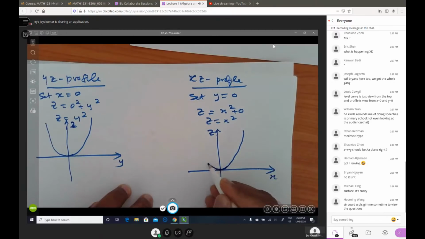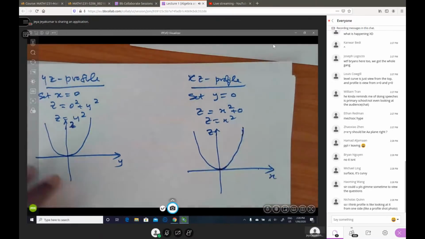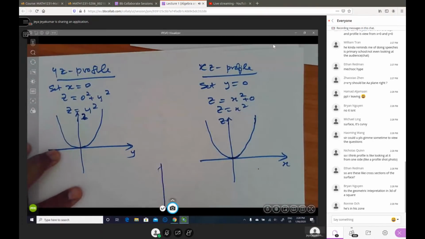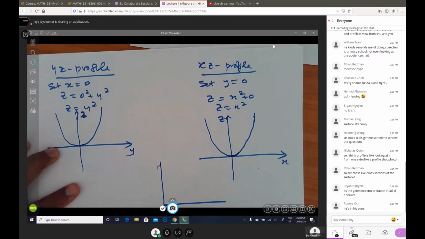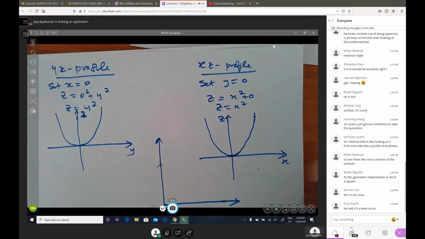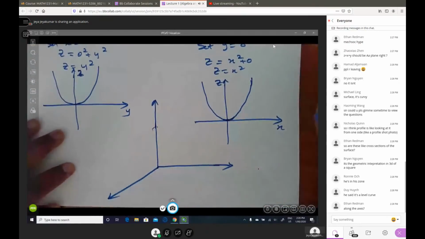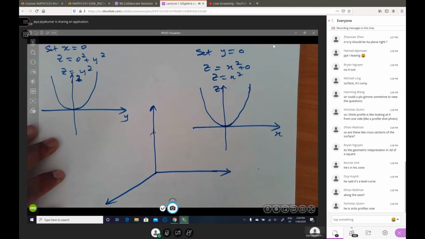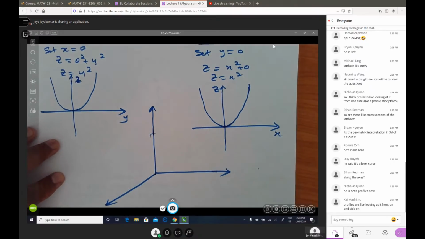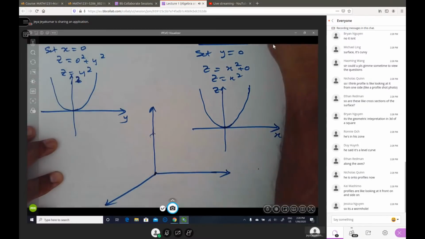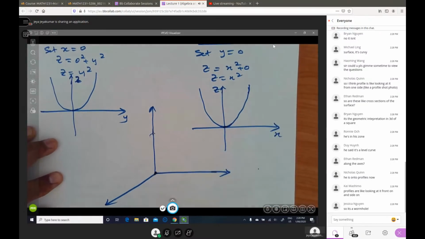Now we put together to sketch the surface. Let's see how we can sketch the surface here in three-dimensional space. We know that by looking at the formula z equals x squared plus y squared, the surface lies above the xy plane because the z value is always bigger than or equal to 0. Initially when z equals 0, in the xy plane, you have a point here.